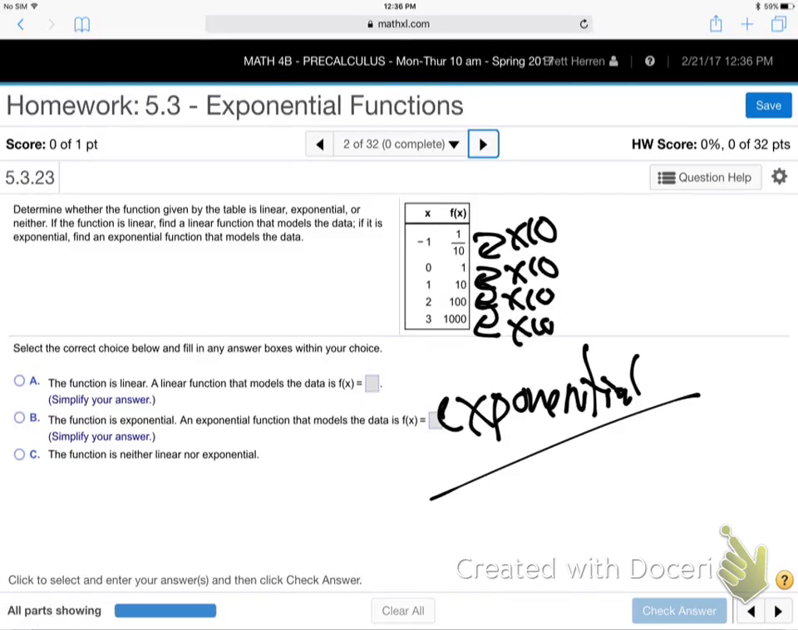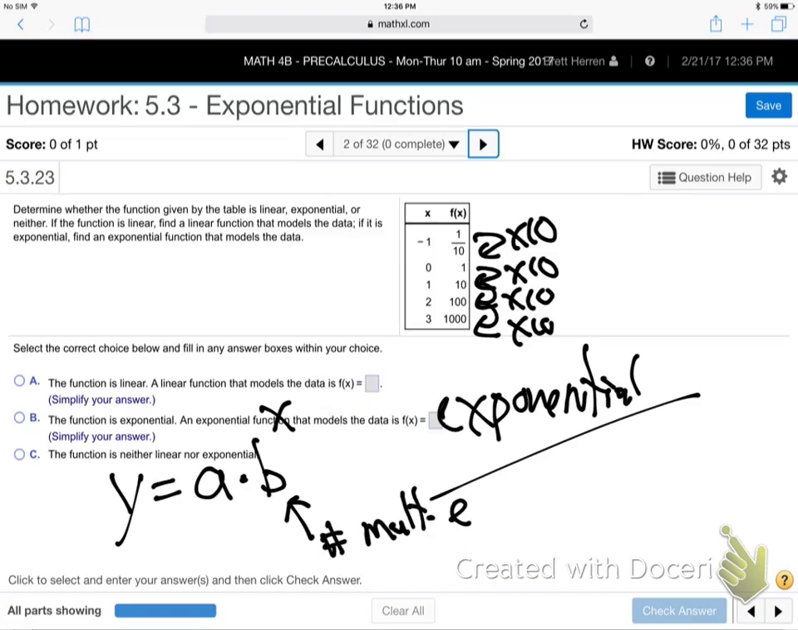Go back. We've got to say more than exponential. So I've got to say what kind of function it is. Okay, so if it is exponential, then it's of the form y equals a times b to the x. I'm going to give that general form. The b is the number multiplied each time, and the a is the number next to x equals 0.